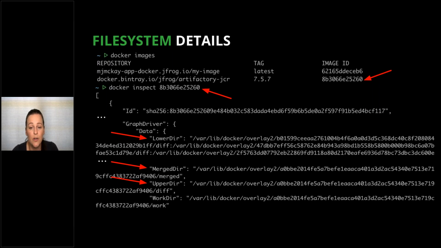Lastly, the merged dir is a kind of virtual directory that combines everything from lower dir and upper dir. The way the union file system works is that any edited layers that were copied into upper dir will overlay the layers in the lower dir. When you get into a container, this is everything that is visible to you as the user of that container.